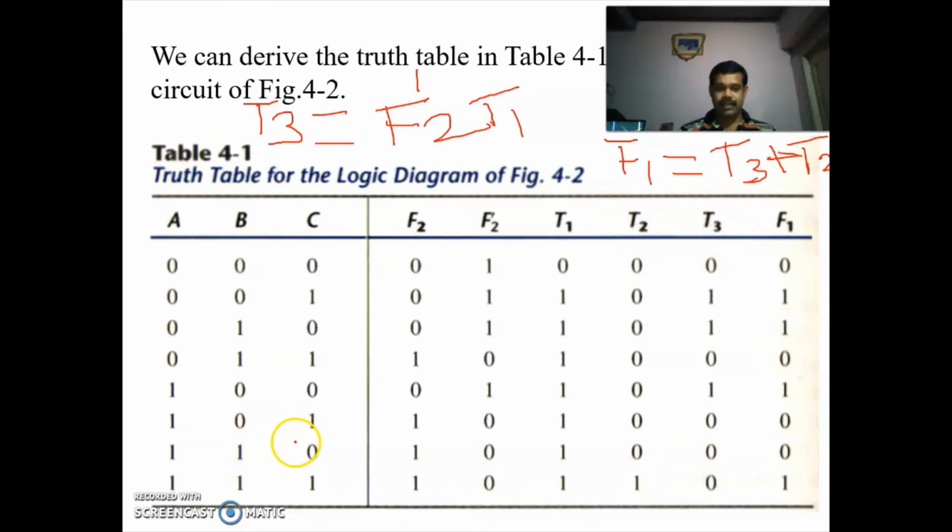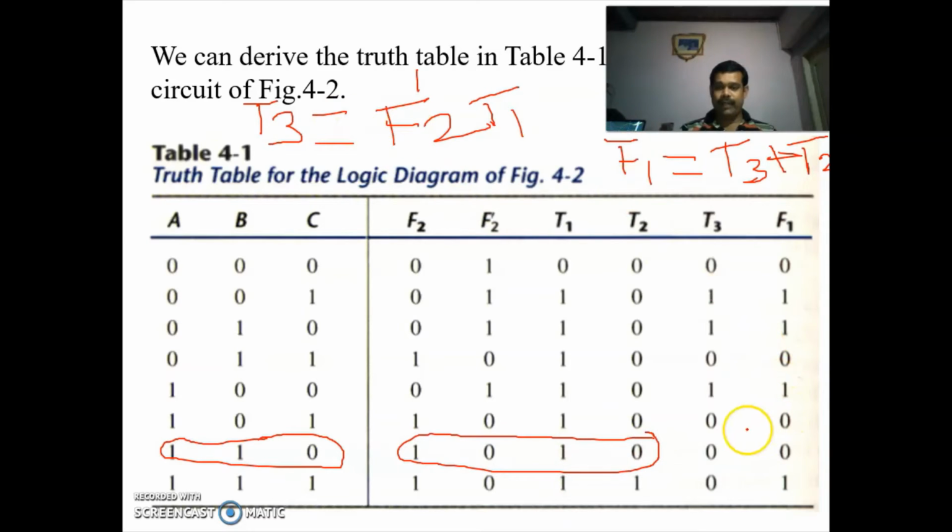Now we are going for T3, for the input combination we have taken. Already we have found the values up to this. T3 is equal to F2 bar into T1. What is the value of F2 bar? 0. And the value of T1 is 1. 0 into 1 is 0. So T3 is 0.